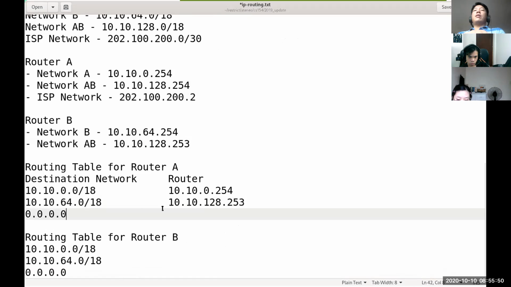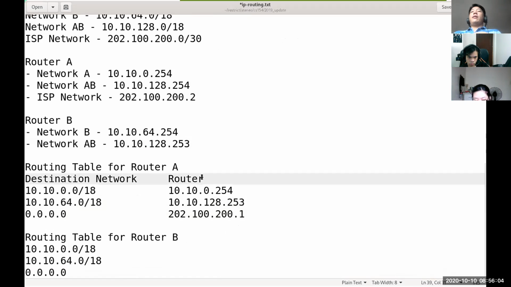And of course, default route, if I don't know where to send it, I send it to the internet, which is my ISP address, which was given as 202.100.200.1. Okay? So I'm finished with router A. Now I move to router B.